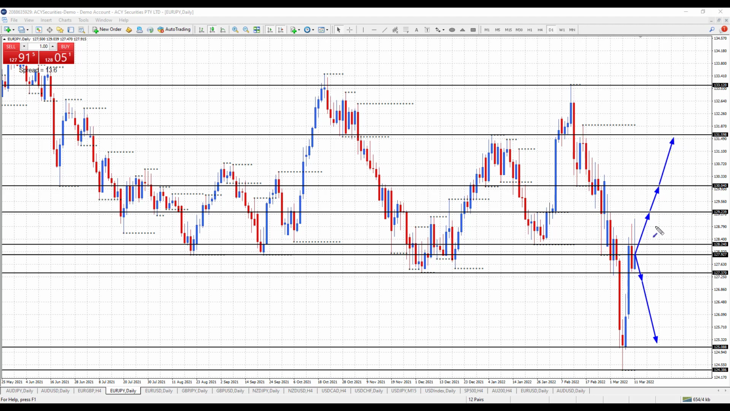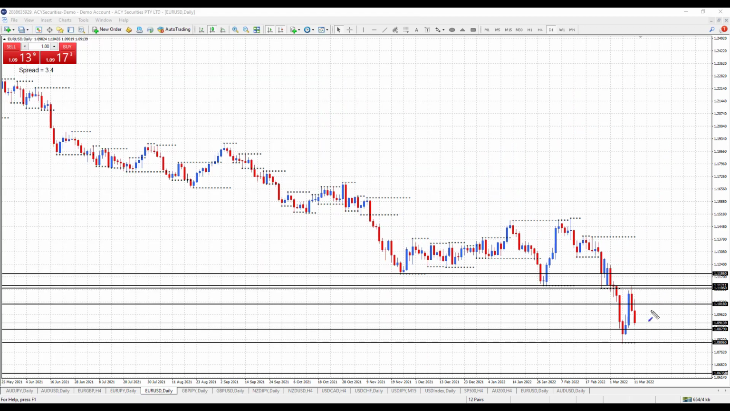I'm anticipating in the short term, this is just a lower top forming to move down. Okay, so that's the Euro-Yen. Okay, on to the Euro-US dollar.